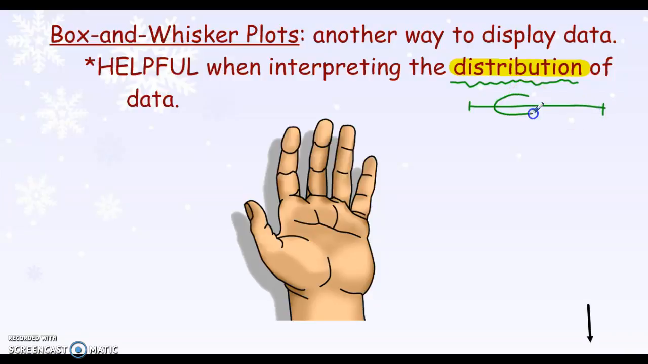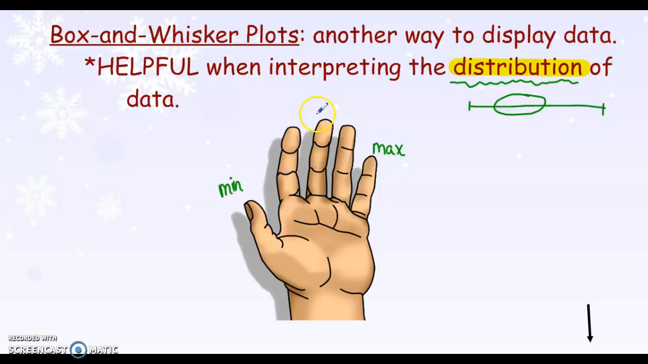Also, if there are any clusters of data, you can easily show that with a box and whisker plot, because there are 5 things you need for a box and whisker plot. One of the things you need is the minimum. What's the smallest value in the set of data? Likewise, on the other end, you need the maximum. What's the highest value that you have for your data?